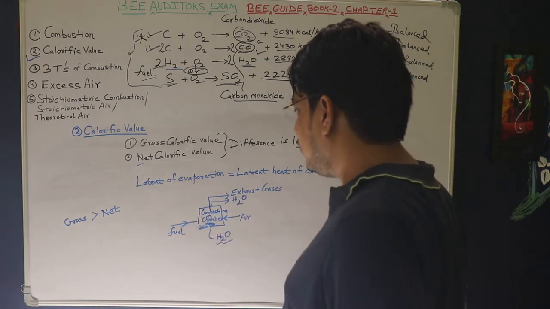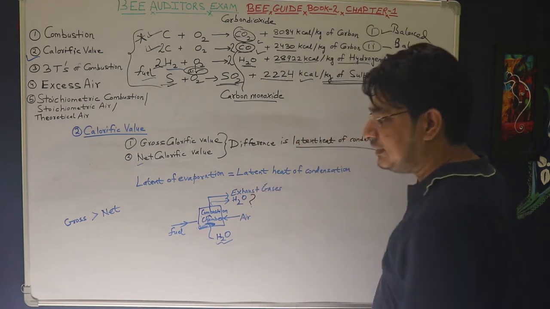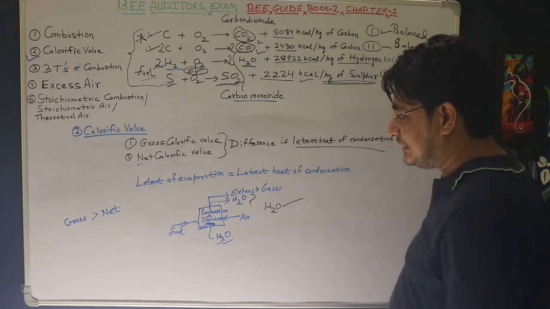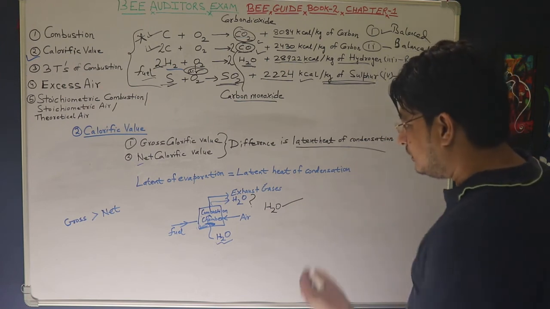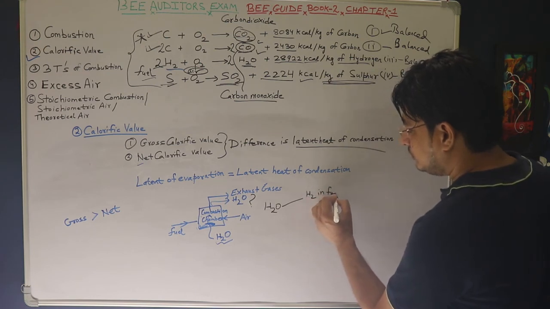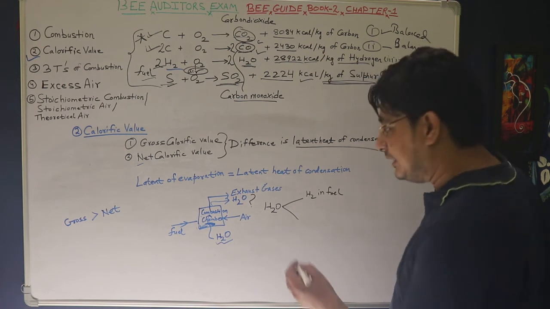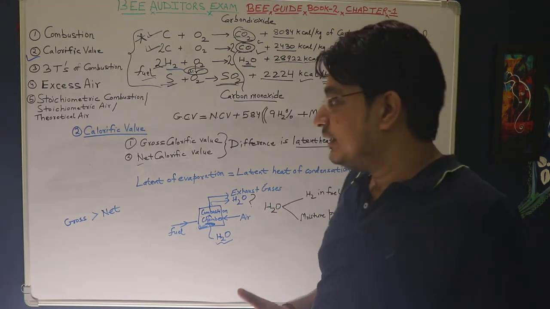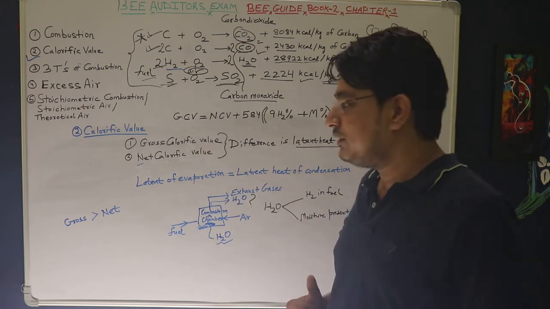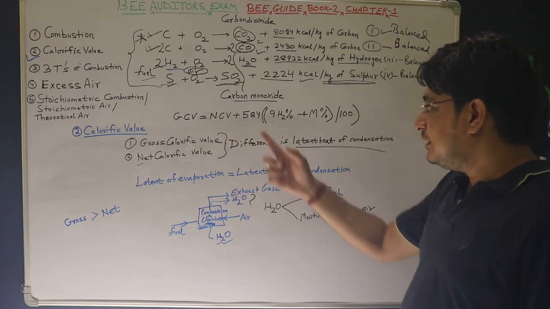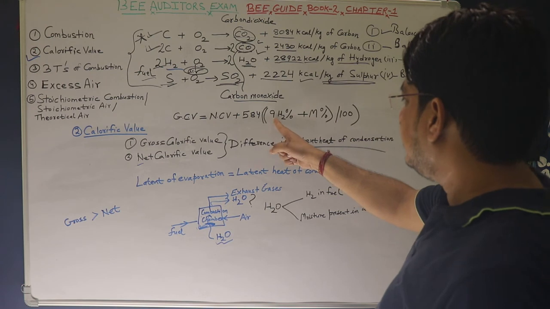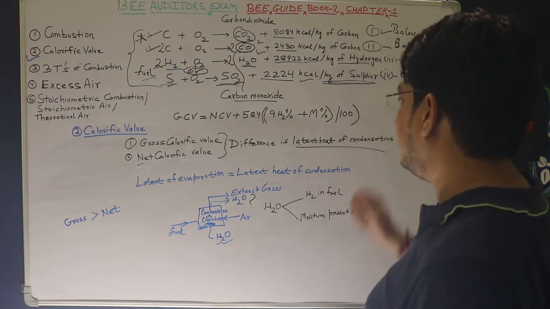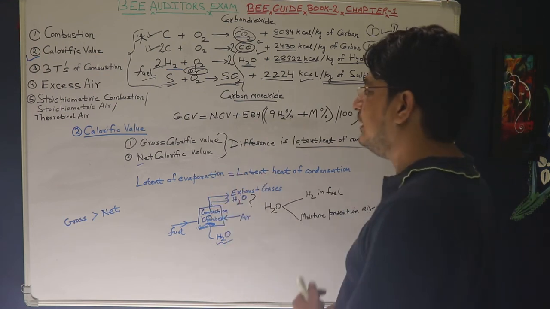For the calculation of net calorific value, we need to calculate how much water vapor is getting produced in the combustion chamber. As I have already told you, water vapor in the exhaust gases can result from two sources: the first is hydrogen in fuel and the second is moisture present in air. Accordingly, the relation between the gross calorific value and the net calorific value can be written as GCV = NCV + 584 × (9 × percentage of hydrogen + percentage of moisture) / 100. So this is the relation between the GCV and the NCV.